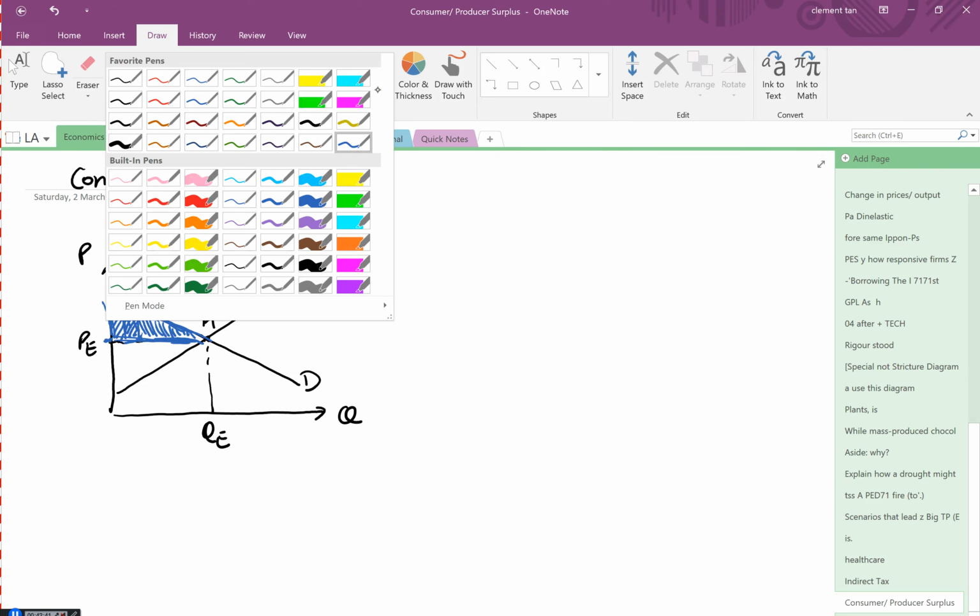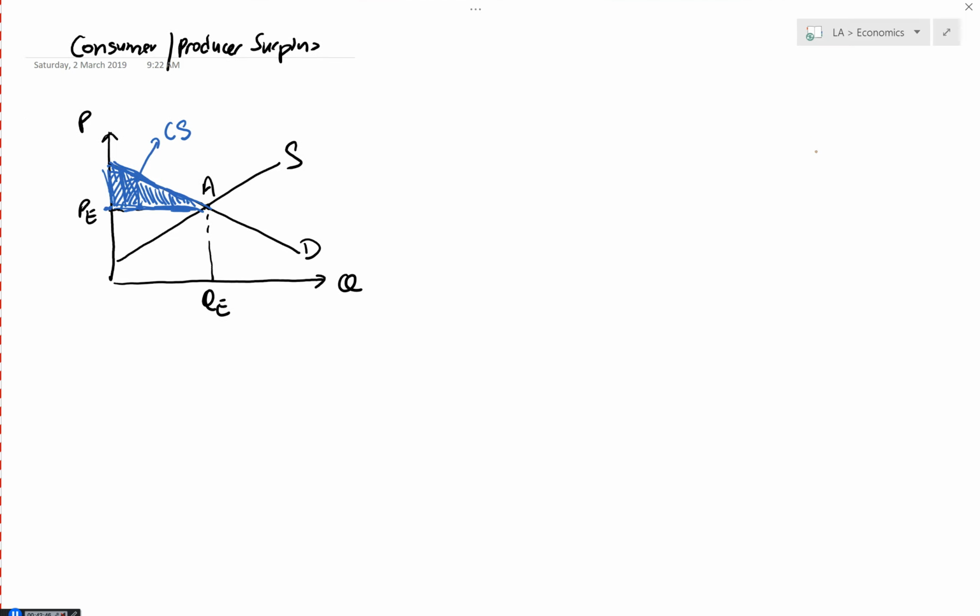Now, on the flip side, the producer surplus. For example, for the first unit, he's willing to sell at $2, but he sold at $5. So he's very happy by this extra amount. He's willing to sell at $3, but he sold at $5, he earned $2. So same thing. So these are all the producer surplus. Sorry, not consumer surplus. Producer surplus. So to sum it up, the producer surplus is the area above the supply curve and below the market equilibrium price.